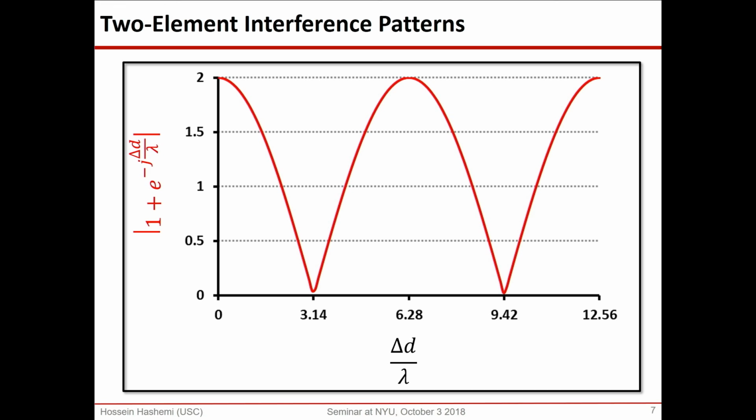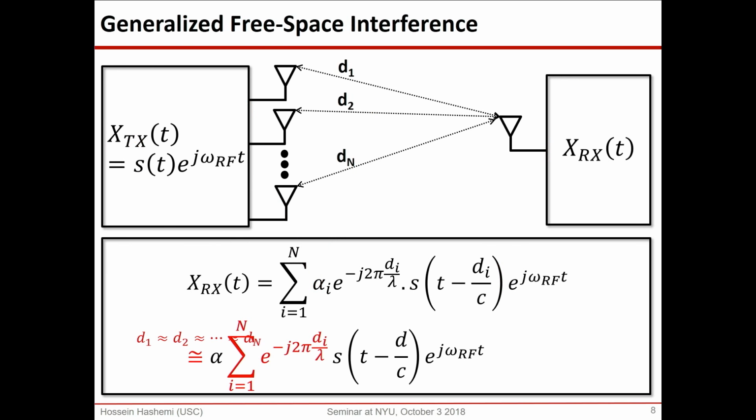Sometimes they will completely subtract and you get 0. And because it's a periodic system, it will just repeat itself. All right, so this is the basic interference pattern that all of you in engineering physics are familiar with.